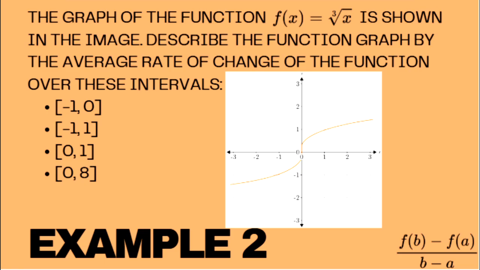Here's example number 2. The graph of the function f of x is equal to the cube root of x is shown in the image. Describe the function graph by the average rate of change of the function over these intervals. So this one has a generally positive slope, a generally positive rate of change. The whole time it's generally moving up. It's not asking that, but I wanted to show you that. So let's go ahead and look at these intervals and figure out what the number is going to be for each of them. We need the graph to get our numbers for our intervals.